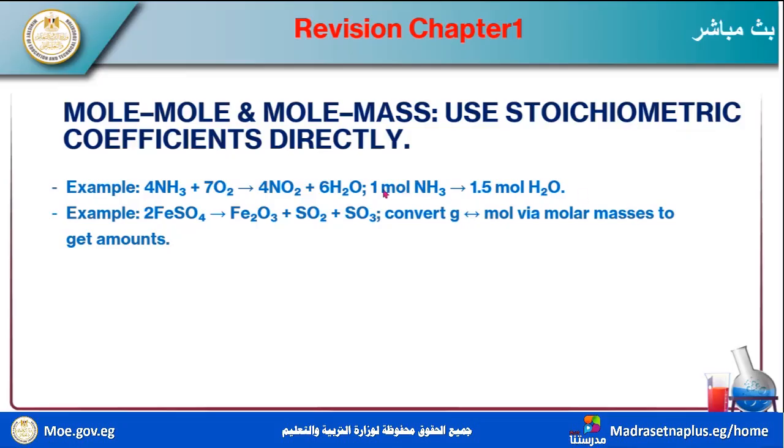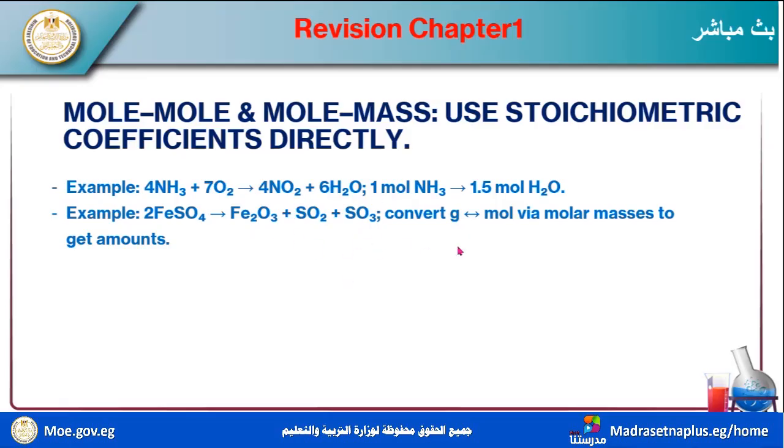Don't concentrate on this, focus here. 1 mole of NH3 produces 1.5. 4 equals 6, 1 equals 1.5. This is a mathematical relation. Example: 2FeSO4 produces Fe2O3 plus SO2 plus SO3.